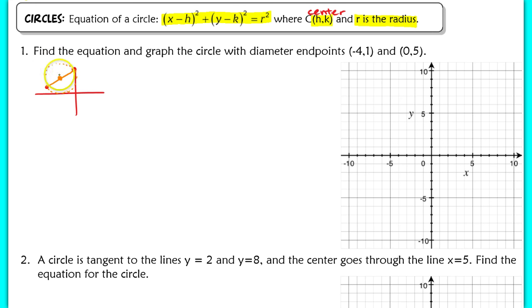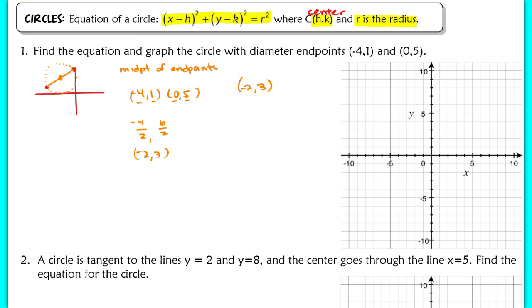Well, that center is definitely the midpoint of the endpoints. So we're going to find the midpoint between those 2 points, (negative 4, 1) and (0, 5). We'll add our x values, cut them in half. We'll add the y values, cut those in half, and we end up with the coordinate (negative 2, 3). So now we've just found our (h, k). Negative 2, 3 would be our center.